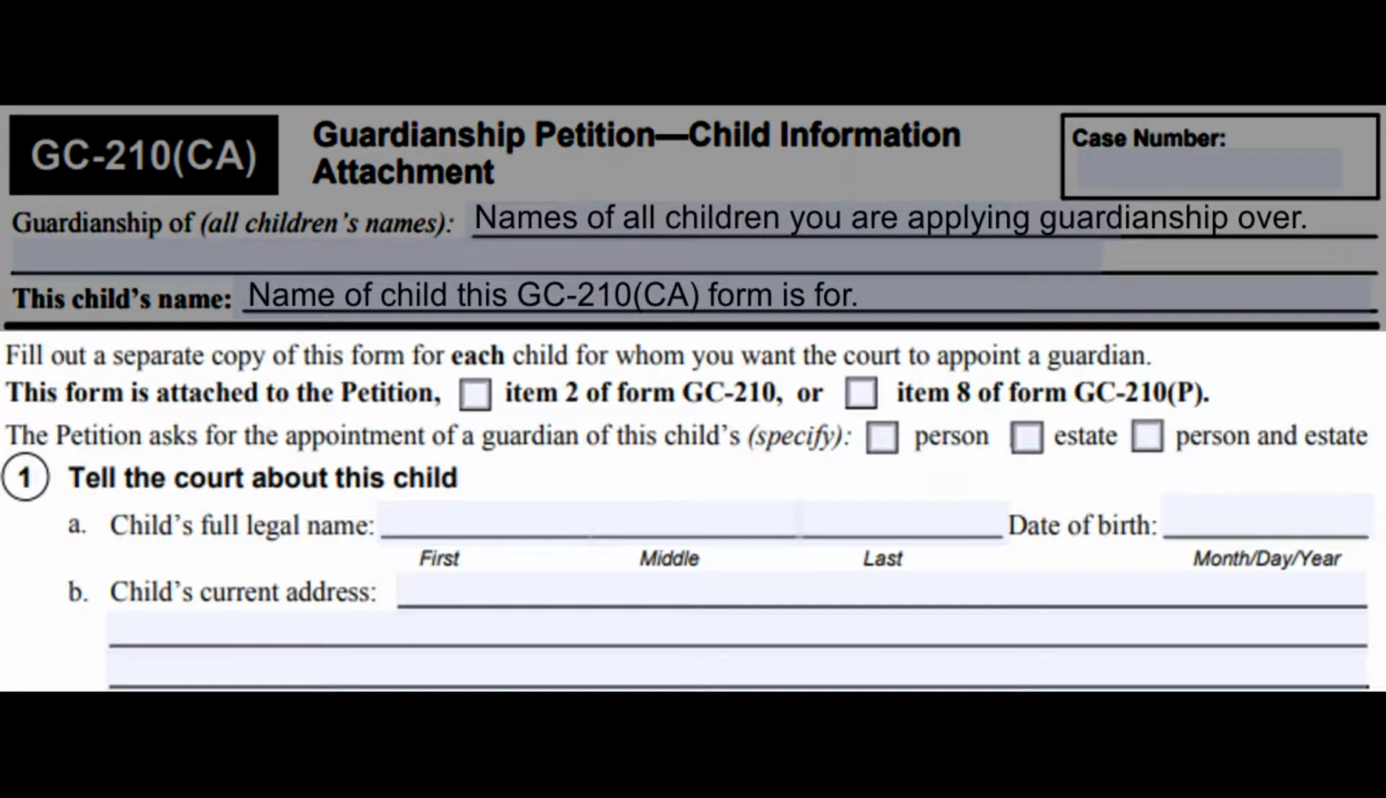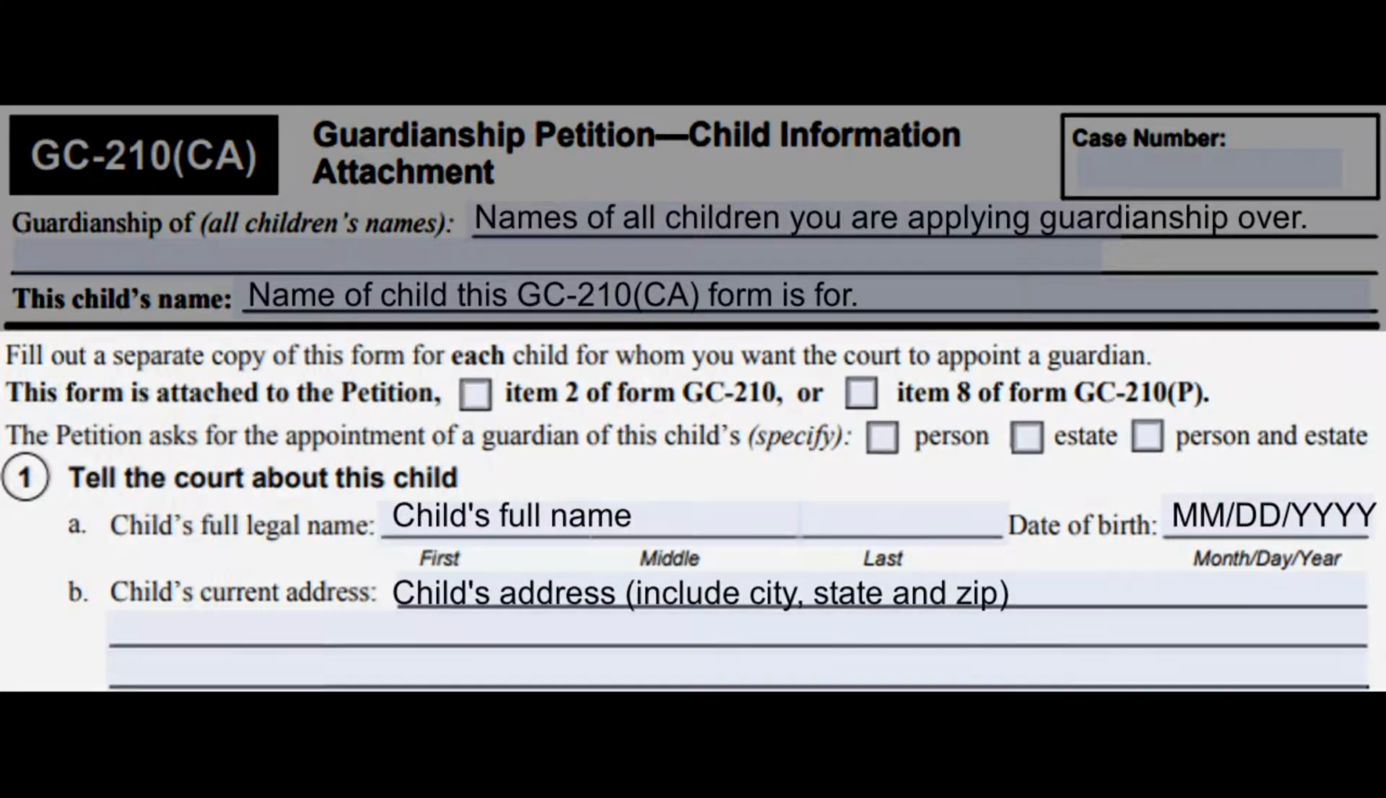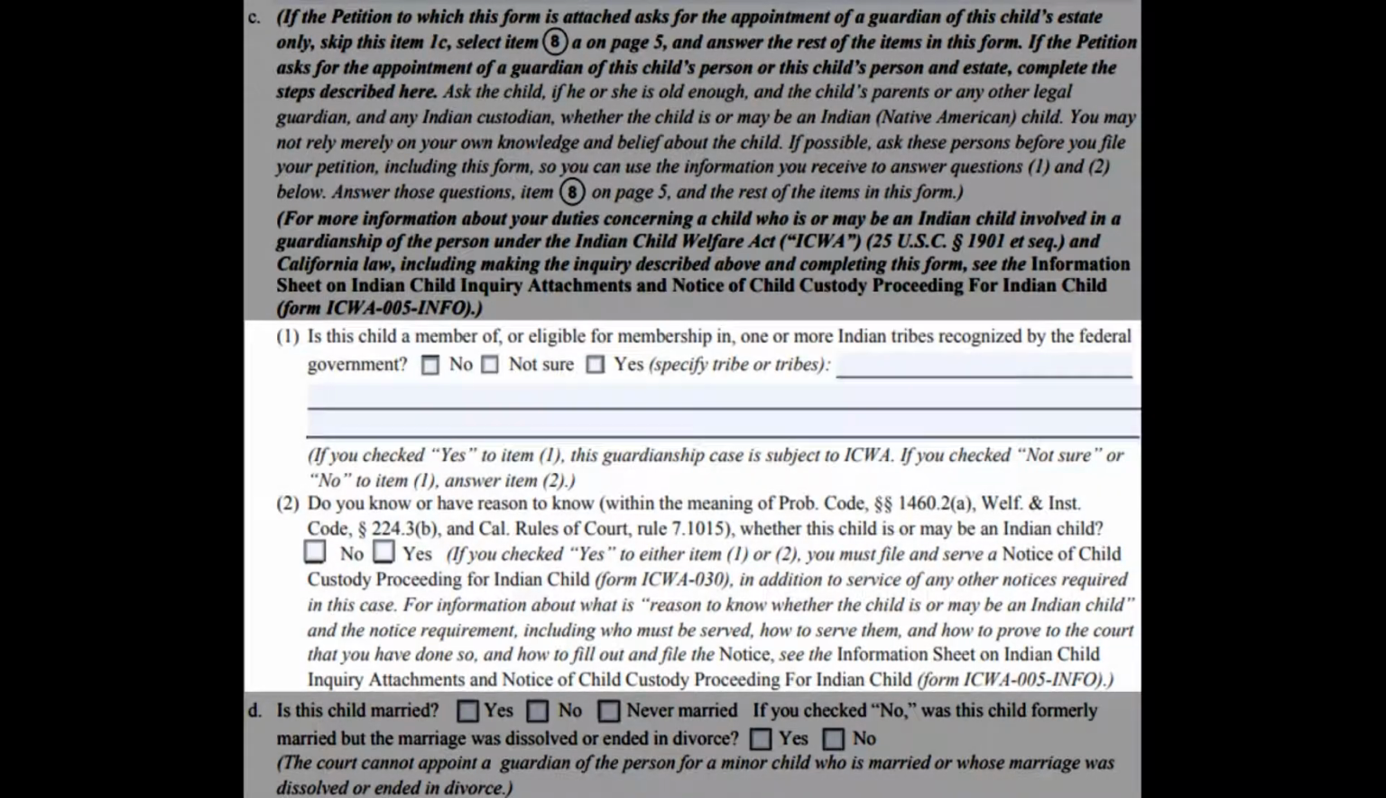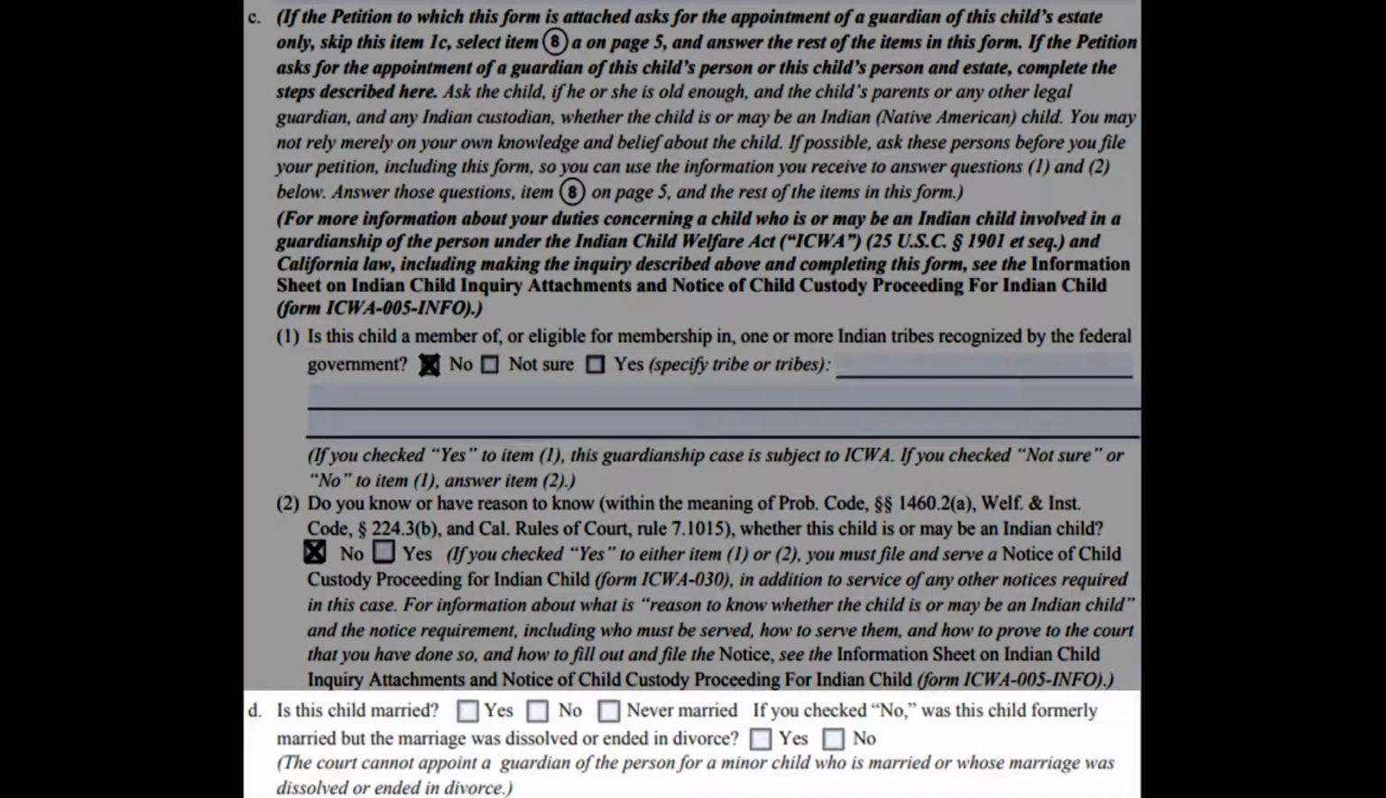On number 1, letter A, fill in the child's full name and date of birth. On letter B, write down the child's current address. C does not apply, but answer questions 1 and 2 below here. On letter D, check the appropriate answer for the child.